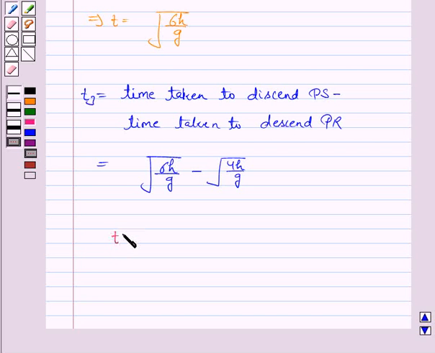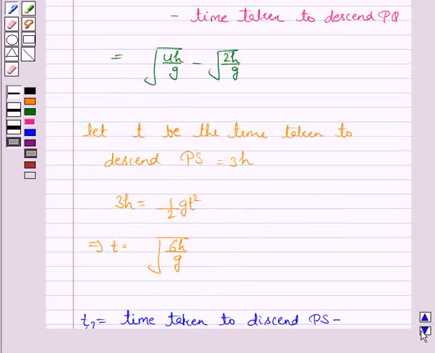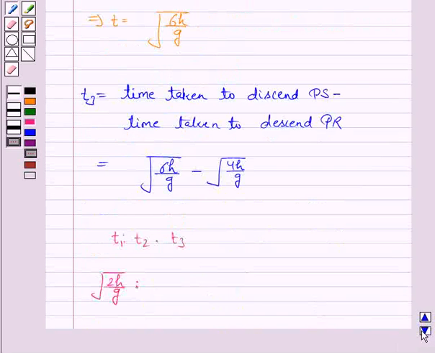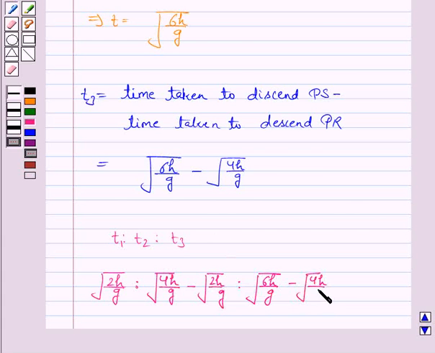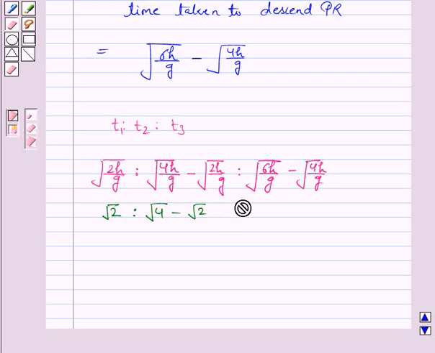T1 is to T2 is to T3. Now T1 is under the root 2H upon g. T2 is under the root 4H upon g minus under the root 2H upon g. And T3 is under the root 6H upon g minus under the root 4H upon g. Cancelling H by g from all the ratios, we have under the root 2 is to under root 4 minus under root 2 is to under root 6 minus under root 4.